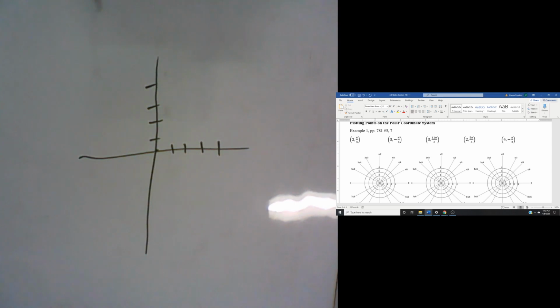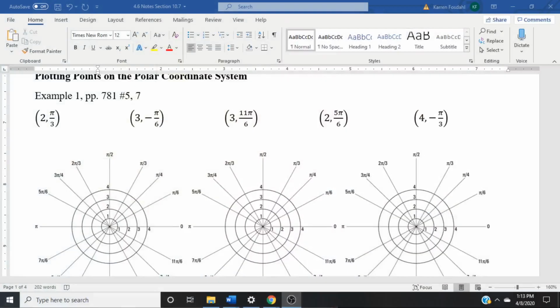Actually, you know what? I can draw it on the document. That makes so much more sense. Okay. So I'm going to graph this one.